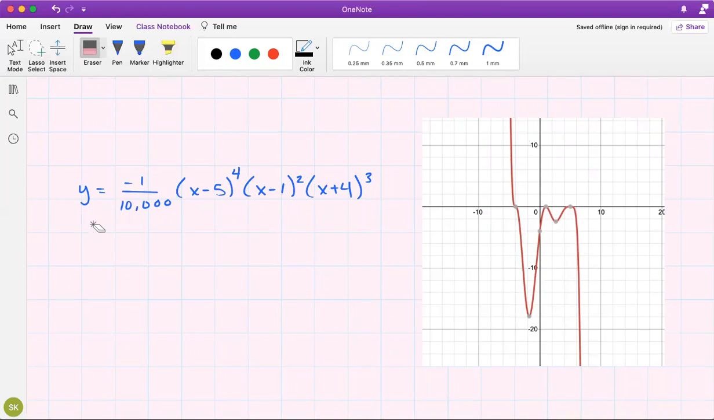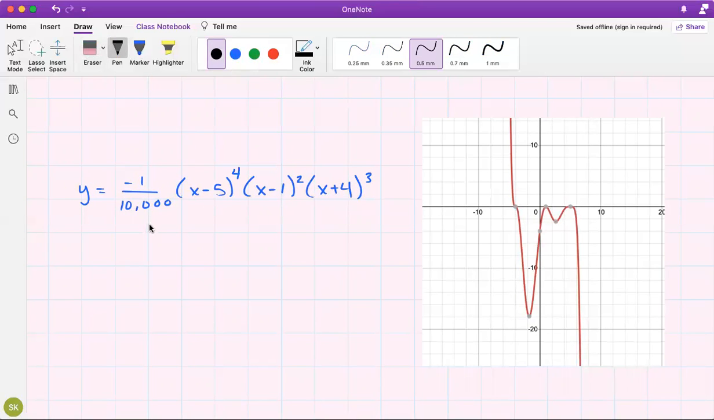This function is a very strange looking function. I have y is equal to negative 1 over 10,000. I had to put a big number on the bottom of this fraction in order for us to be able to see this when I graphed it. And notice that I have the roots 5, 1, and negative 4, and their multiplicities.